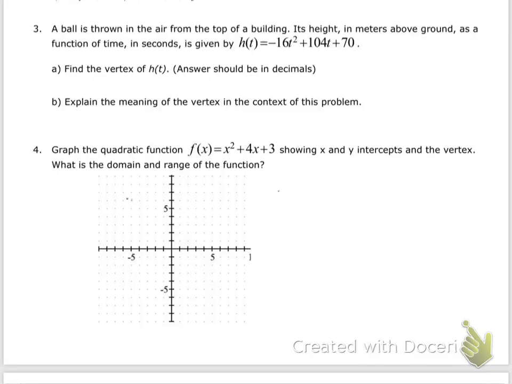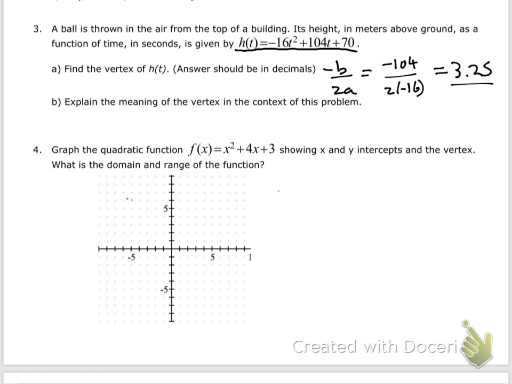Okay, a ball is thrown in the air from the top of a building. Height as a function of time is given by this right here. Find the vertex. Remember, we start by doing negative b over 2a. So that is negative 104 over 2 times negative 16. And that will give me 3.25. That's actually 3.25 seconds, but that's part of the answer, okay?